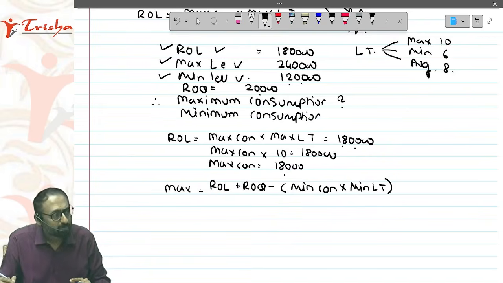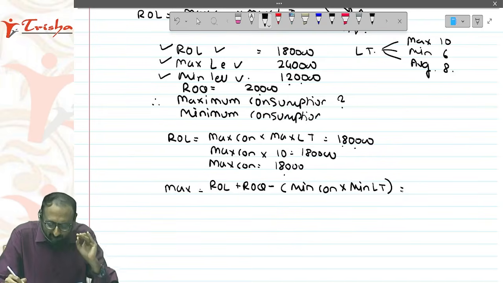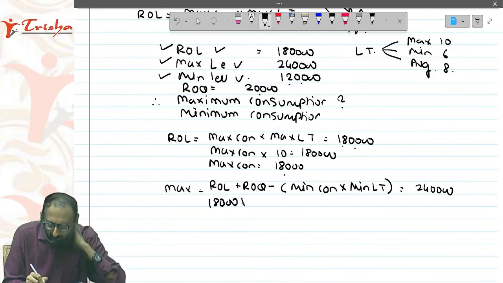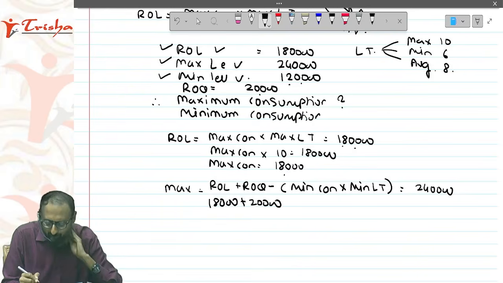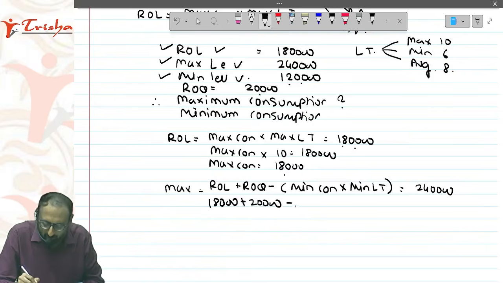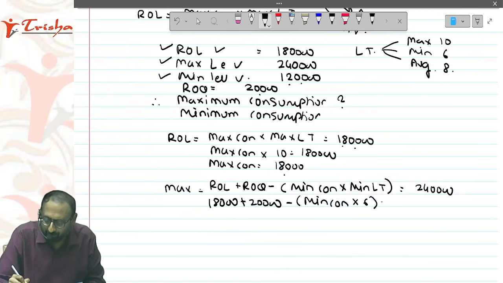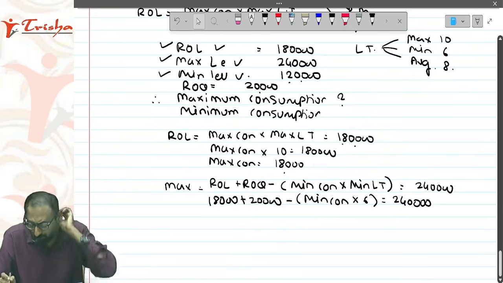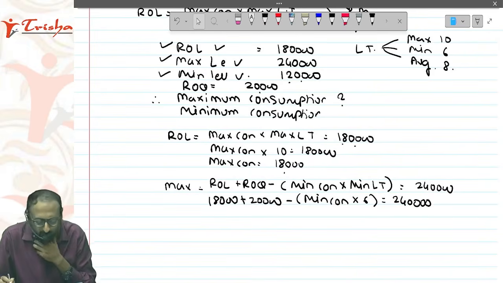Maximum level is given in the question, suppose 2,40,000. Reorder level is 1,80,000. Reorder quantity I told you 20,000. Next, minimum consumption into minimum lead time. You don't know the minimum consumption, but minimum lead time you have. How much is the minimum lead time? Is it 6? Is equal to 2,40,000. Please tell me what will be your answer.